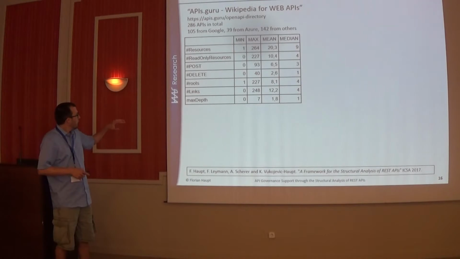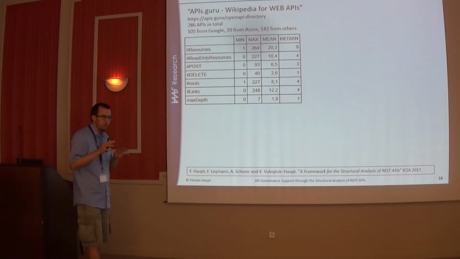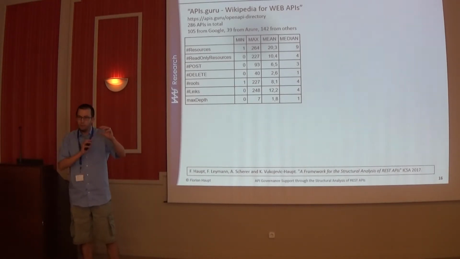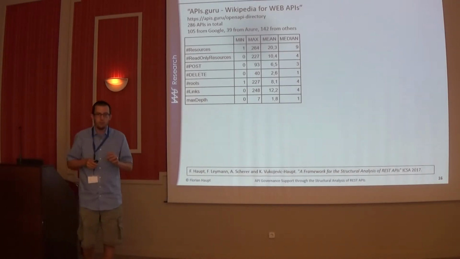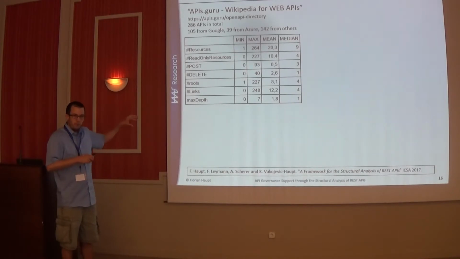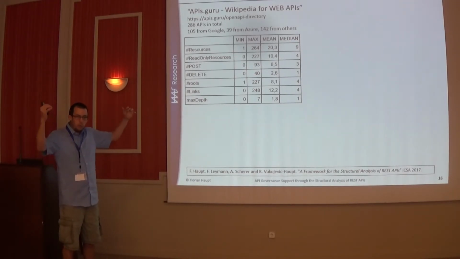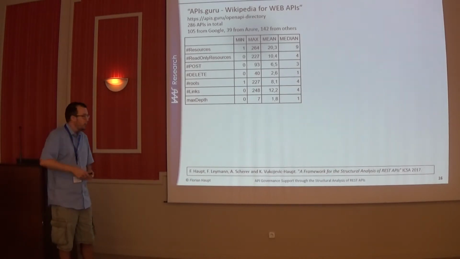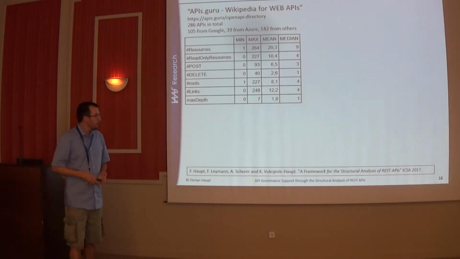We also calculated other things. For example, we had a look at the resources and which methods they offer, and counted the read-only resources. Read-only resources are resources that only support the GET method. You can retrieve data from them, but you cannot delete them, you cannot update them, you cannot process any data using POST orders. So this is what we named read-only resources. We also counted how many resources propose POST and DELETE. We counted the number of roots, so how many resources there are without incoming links, and also the depth of an API: how many links can I follow before I reach a leaf resource?